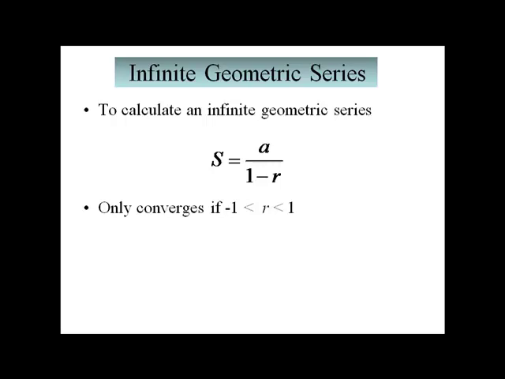So we say it converges if the common ratio is between -1 and 1. Otherwise we say it diverges. If it converges, we can use the formula we have here in order to calculate the sum of the infinite geometric series.